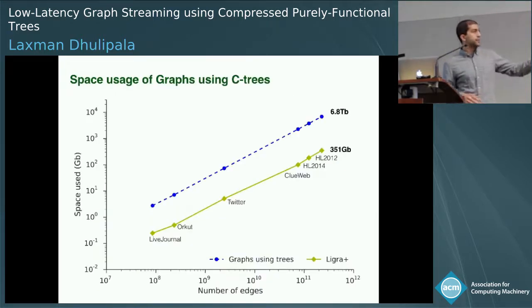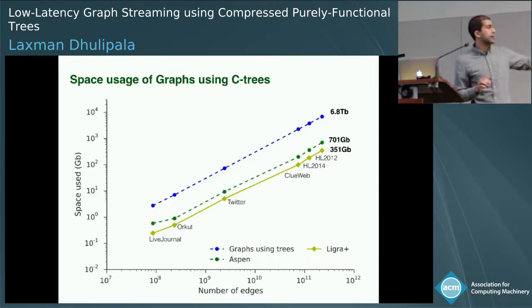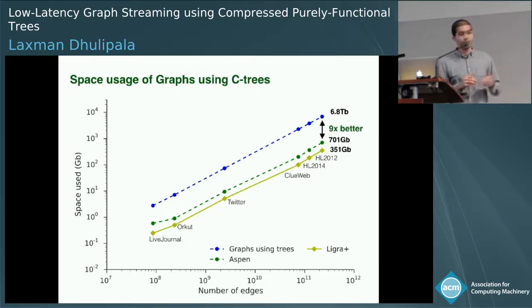Now, if you remember, this was the space usage using purely functional trees, this blue line here. So the moment we replace the edge trees in our system from purely functional trees to C-trees, we achieve the space usage seen in the green line here. So I just want to draw your attention to the fact that we can now store the hyperlink 2012 graph using about 700 gigabytes of memory, which is well within the space usage of our 1 terabyte machine. And so now we can store this hyperlink 2012 graph on our machine and actually run analytics on it. And this represents a 9x improvement in the space utilization compared to purely functional trees.